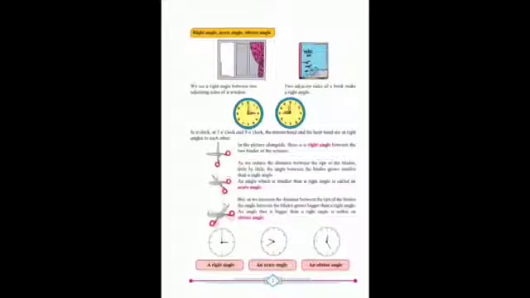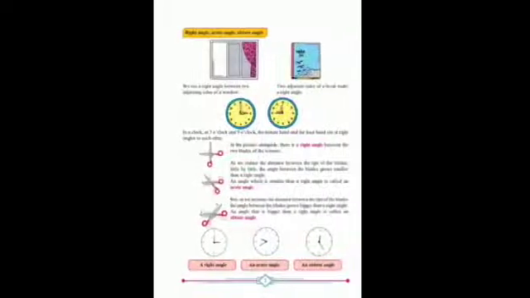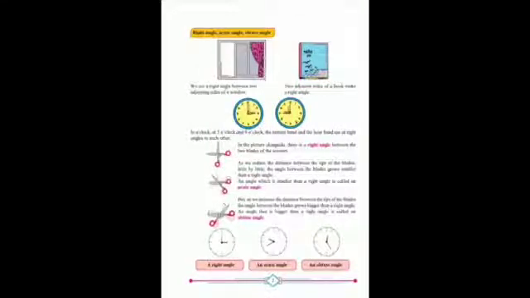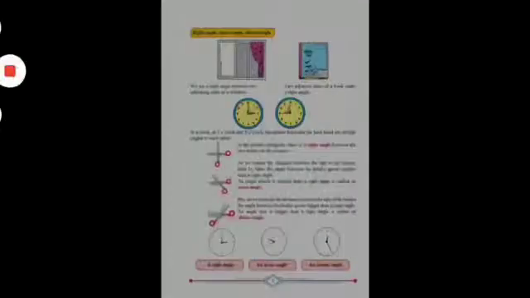Now you can see the picture showing the blades of scissors. The two blades are showing different angles. As we open and close it, the first one is the right angle, the second an acute angle, and the third an obtuse angle. At the end you have the clock showing a right angle, an acute angle, and an obtuse angle. These you can try at home by moving the hands and seeing the angles formed. Children, I hope you have understood the different types of angles.